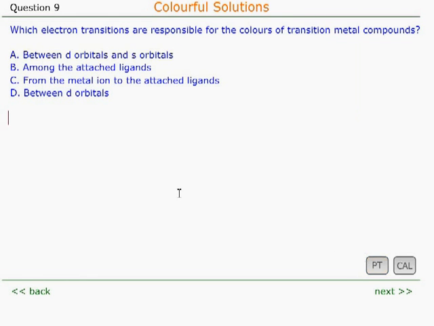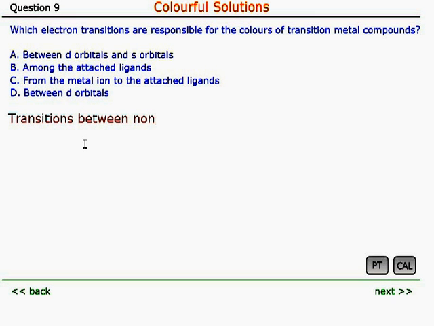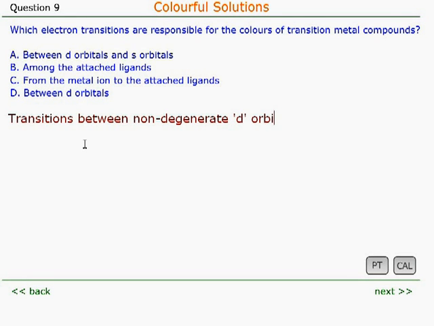So when we have a partially occupied d shell, we can have transitions between d orbitals. In fact, they're electron transitions between non-degenerate d orbitals. And the energy of the light that is absorbed is equal to the difference in energy between the d orbitals. Remember, this term non-degenerate means not having the same energy.